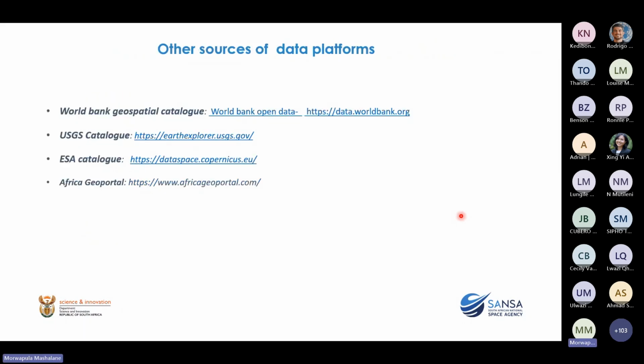In terms of others, we also listed the World Bank geospatial catalog. And then for worldwide satellite imagery, you can also have a look at the USGS catalog, which mostly focuses on the provision of Landsat data. And you can also have a look at the ESA catalog, which is mainly for Sentinel data sets. You can also have a look at the Africa Geoportal, where it has different Africa data sets.